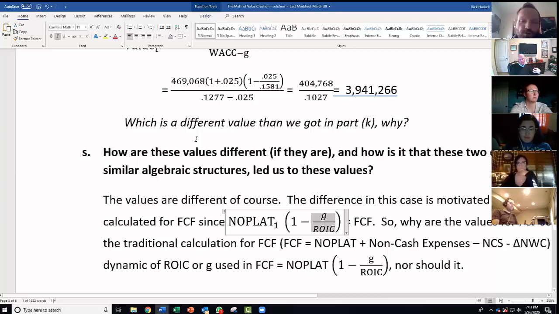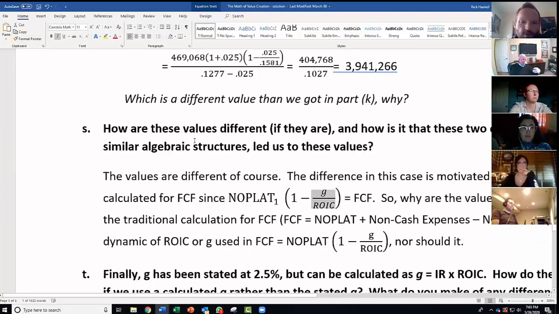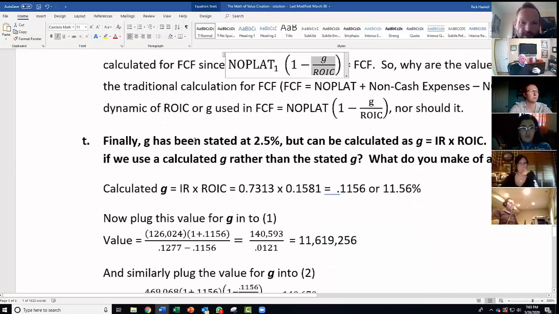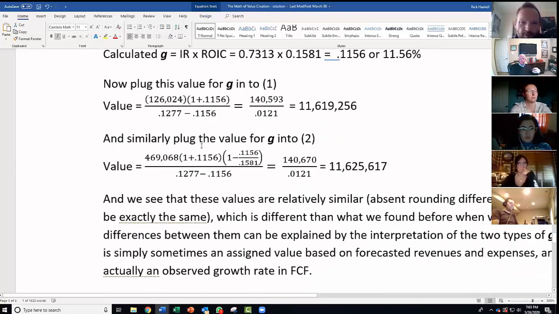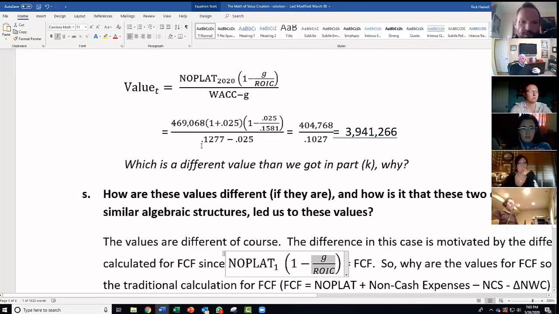One quick question though, Rick, on the last question. Please. I think things are crystallizing for me. If you go back up, when we talk about the 2 differences in the value, the 2 different value equations.